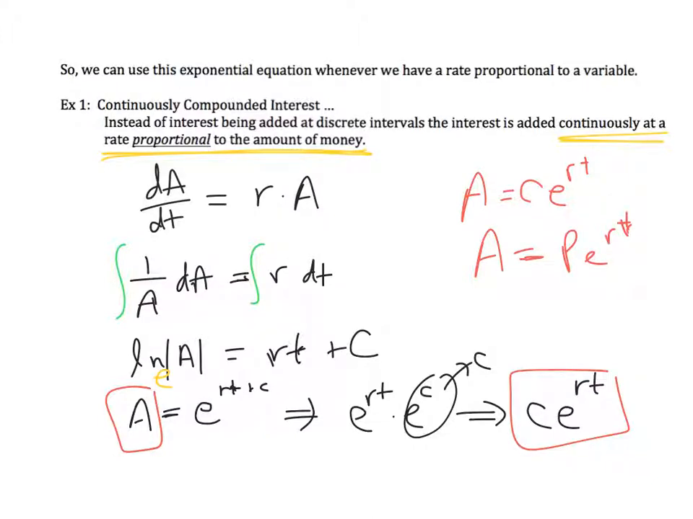Now that should be looking familiar to you. Good old PERT. Isn't that the equation that I have for continuously compounded interest, P e to the rt? My initial amount is my P, my principal, and then e to the rate times time. That's what's happening when you have continuously compounded interest: the interest is being figured off of the amount that you have, and the rate of change of money is directly proportional to the amount of money you have at any point in time.